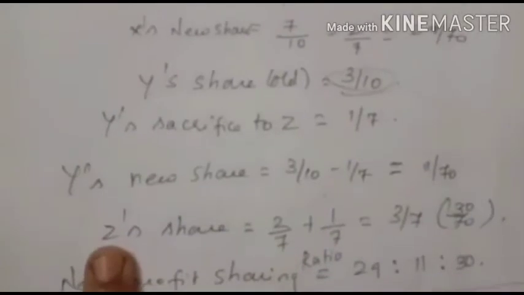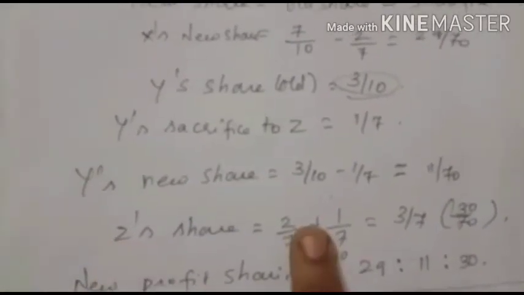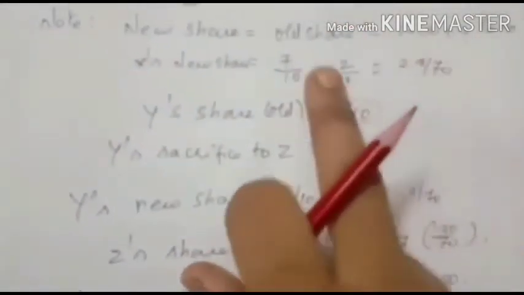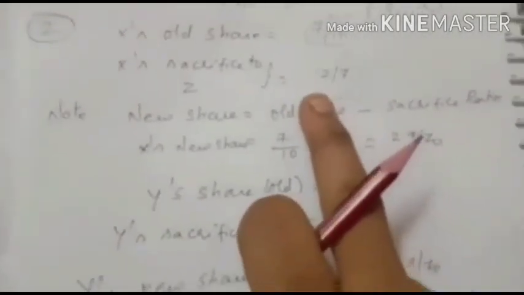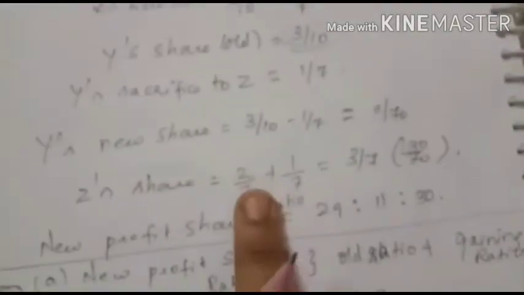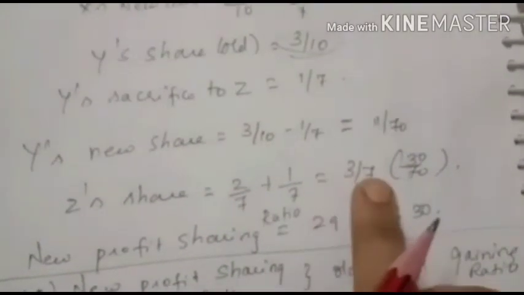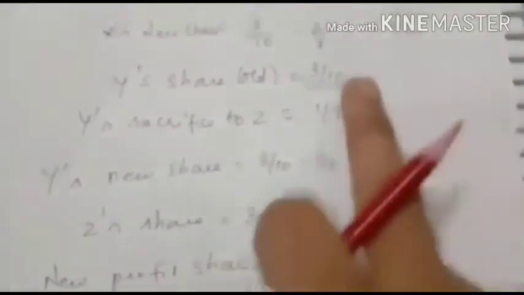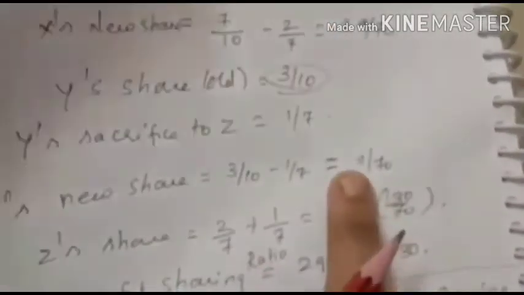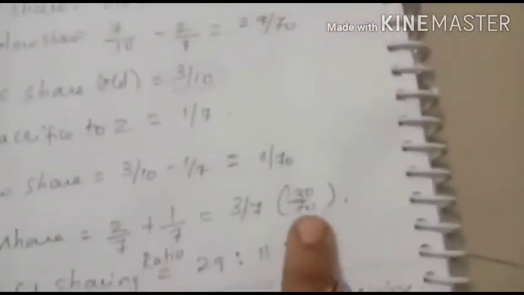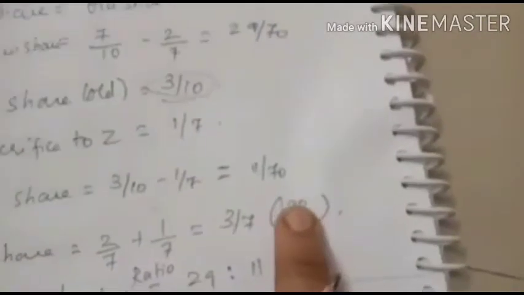So what is the share of Z? Z's share is 2 by 7. That is from X, who is ready to give 2/7 of his share. So 2/7 from X plus the share that is being sacrificed by Y, which is 1/7. When the denominator is the same, we have direct addition. So 2 by 7 plus 1 by 7 is 3 by 7. When the denominators are 70 and here also 70, we bring it into the common form by multiplying by 10, that is 30 by 70.